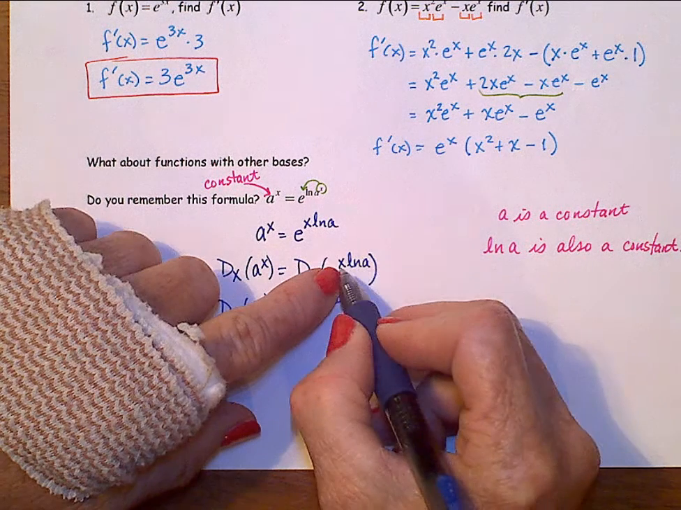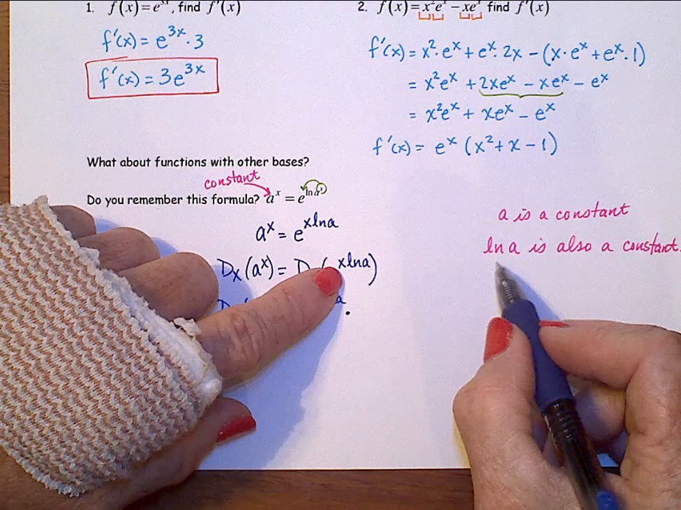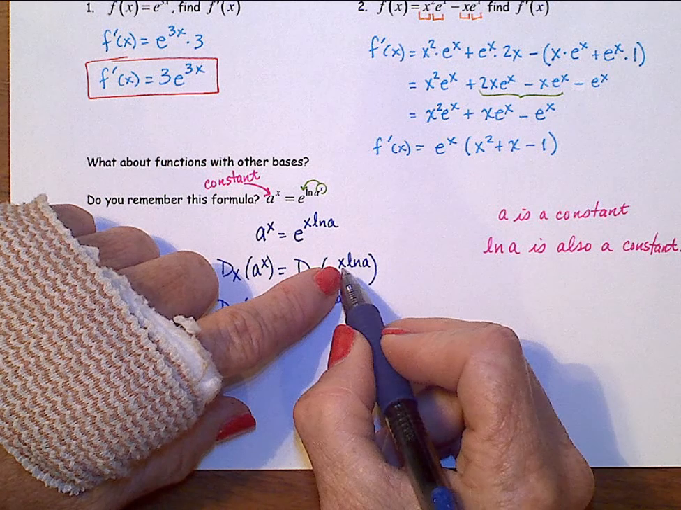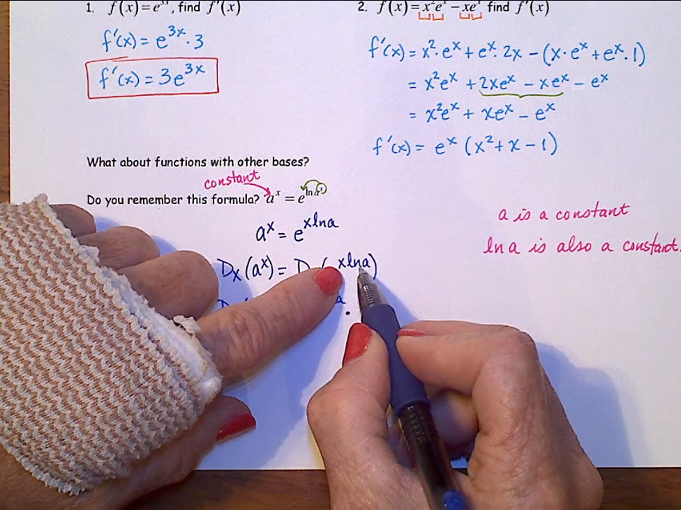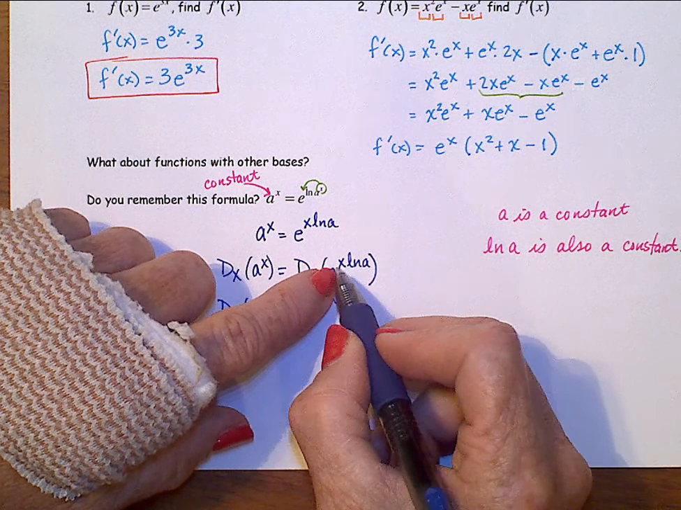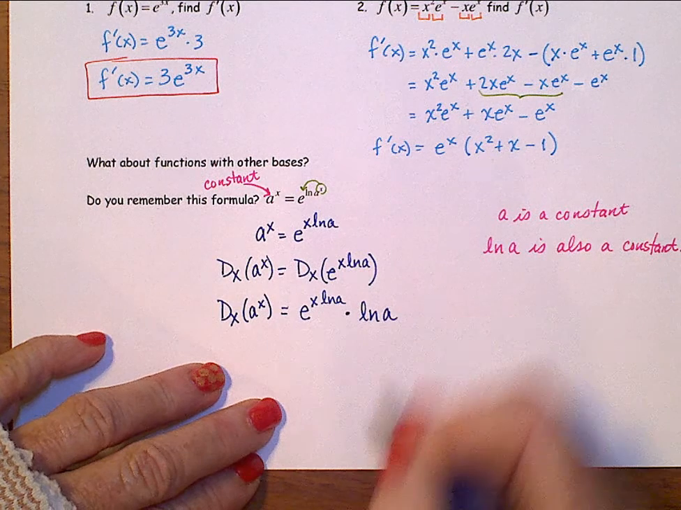The derivative of that x ln a, ooh, that's where this becomes important. ln a is a constant. So this is like saying x times 2. The derivative of x times 2 would just be a 2. So the derivative of x times ln a is just ln a.